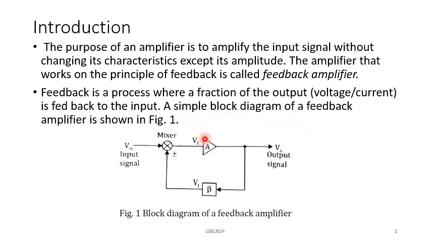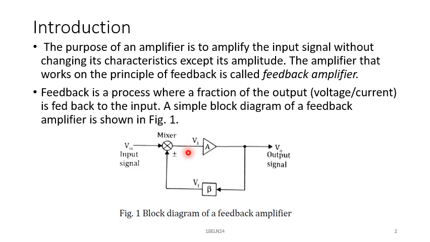So here, this is an amplifier block, and this is your feedback network. And this is my input signal, Vin. And this is Vi that is given to the amplifier, and this is V0, we'll call it the output signal. And here one more block is mentioned. This is called a mixer. Here the input signal and the feedback signals are mixed.